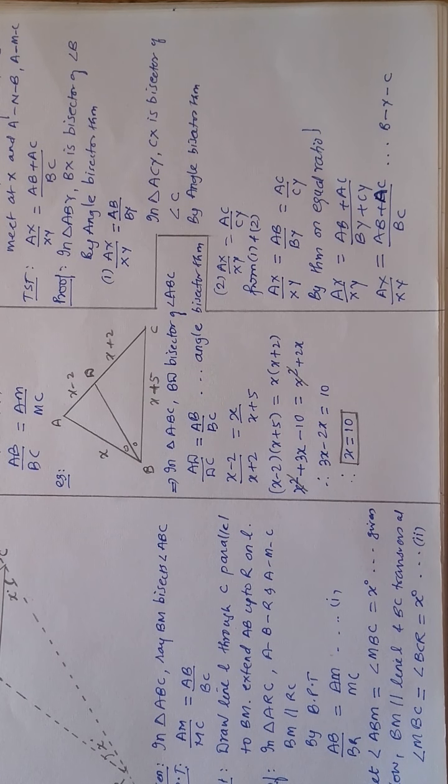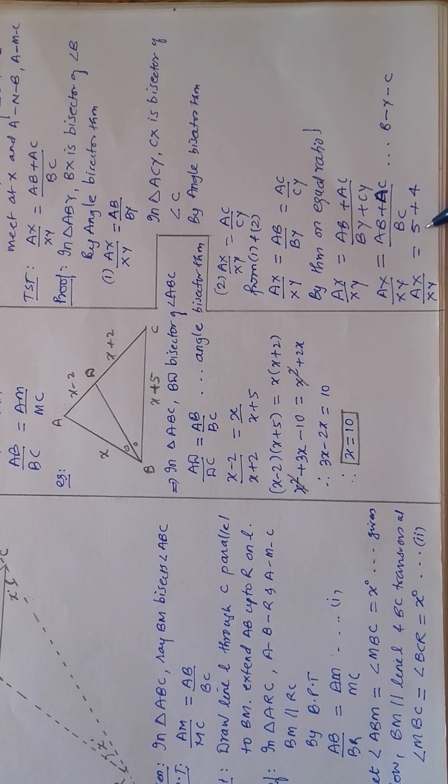Suppose the values are given to you as AX is to XY, and AB is given to you as 5, AC is given as 4, and BC is given as something like 7. So the ratio of AX is to XY will be 5 plus 4, 9, is to 7. Okay, the simple problem, understood. The concept is very simple.